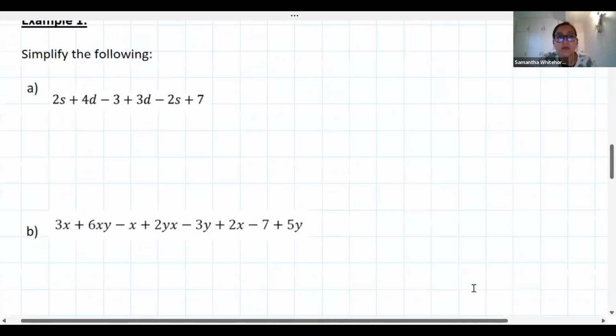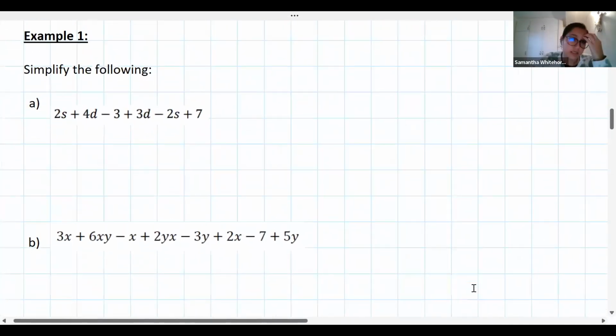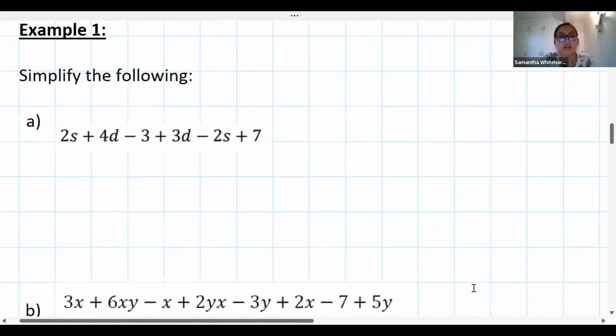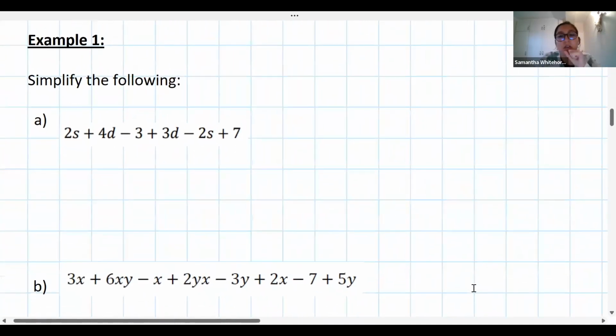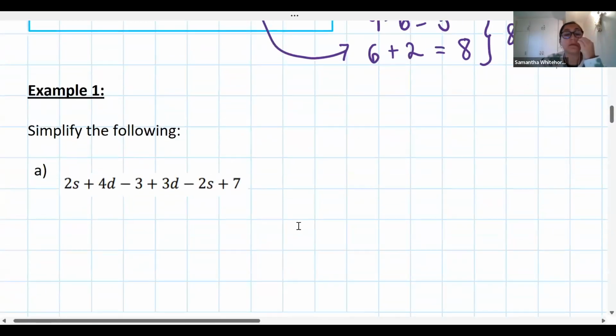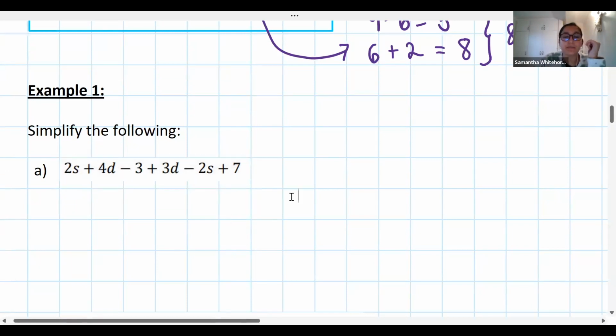The first thing, and I want you to try these two by yourself because this is, actually no, let's do the first one together. So if we have a look at our very first question here, I have asked you to simplify the following. Now, grade 8s, remember, when you are told to simplify something, you are being asked to make that expression easier to look at, essentially.